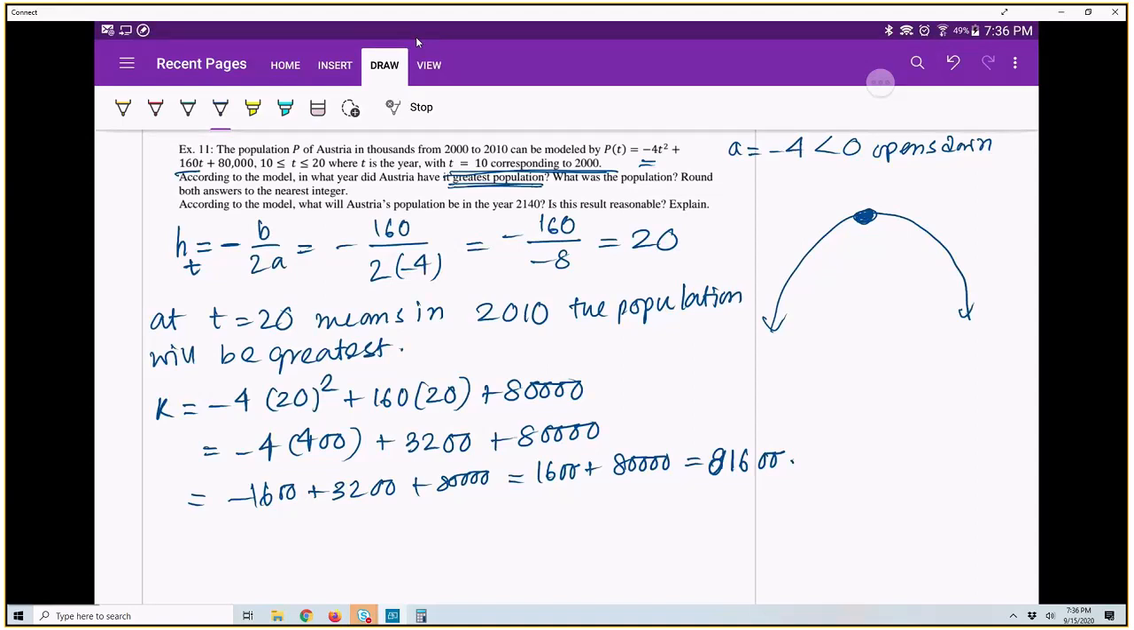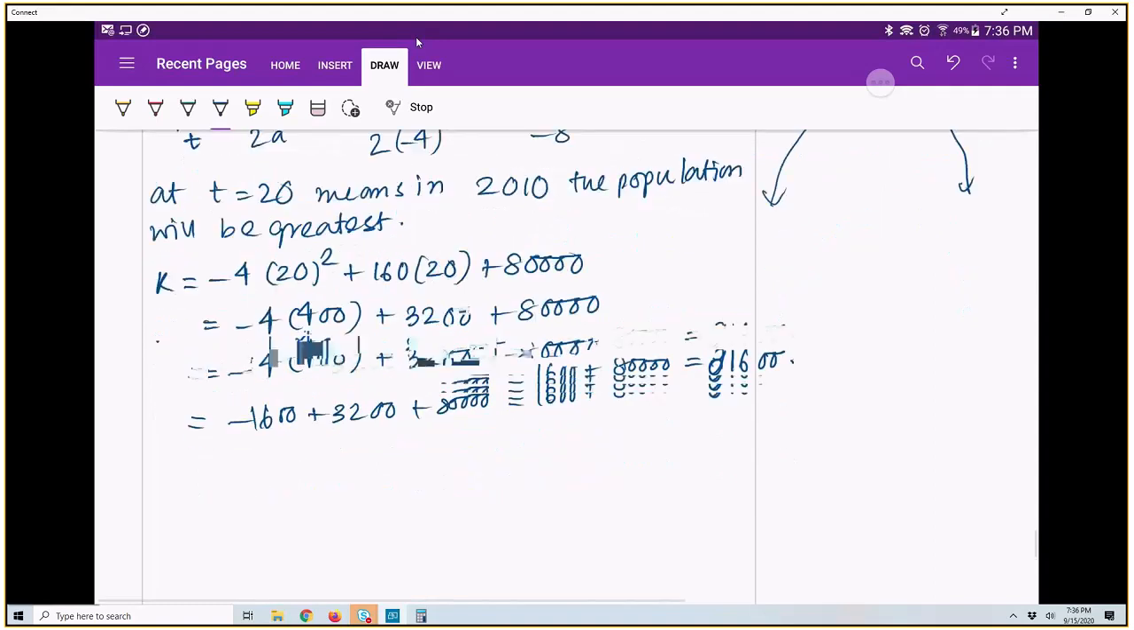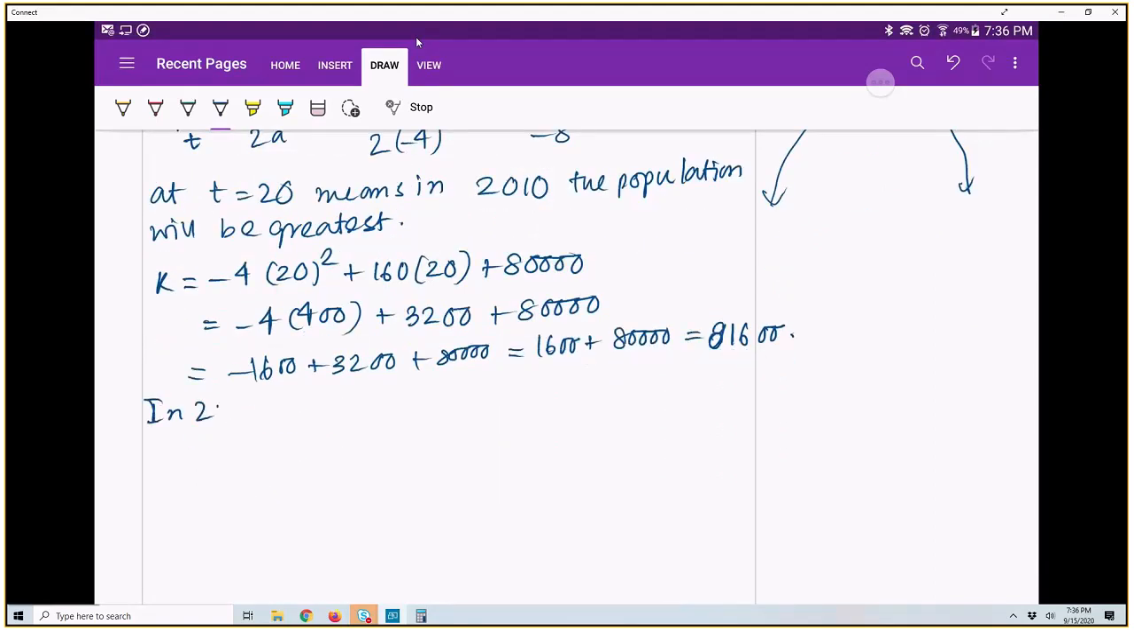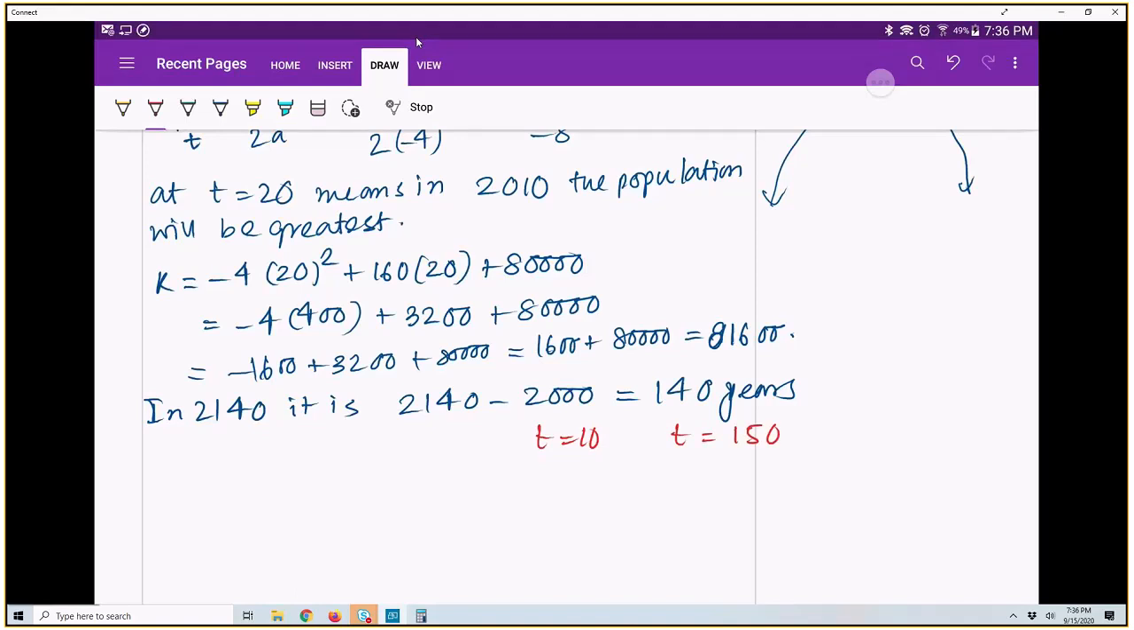According to the model, what will Austria's population be in the year 2140? Is this result reasonable? Okay, let's see that. 2140. So in 2140, it is how many years from 2000? 2140 minus 2000 is 140 years. Now remember, 2000 stands for t equal to 10. So 140 after that should be t equal to 150. So in your equation of population, you're going to put t equal to 150.